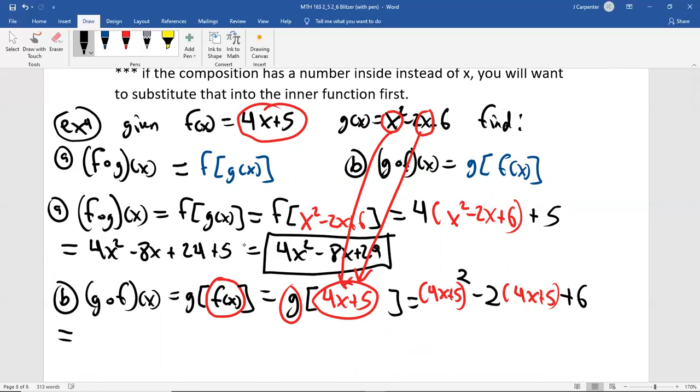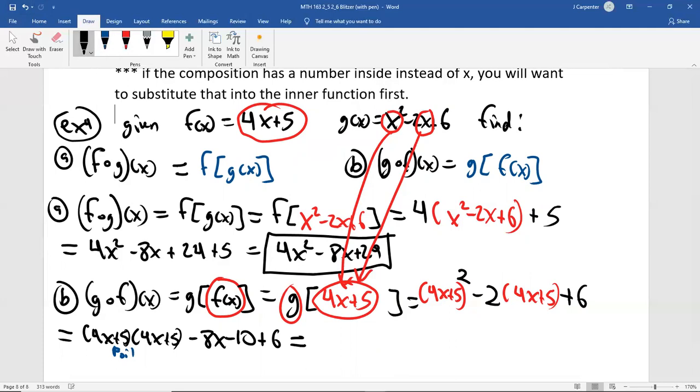So now what we have to do is just clean this up. Well, this 4x plus 5 is being squared, so you got to write that as 4x plus 5 times 4x plus 5, which you'll have to FOIL next. We can distribute this negative 2. I'm going to go ahead and do that. So that's minus 8x minus 10. Then the plus 6 stays at the end. We're going to have to FOIL the 4x plus 5 times the 4x plus 5.